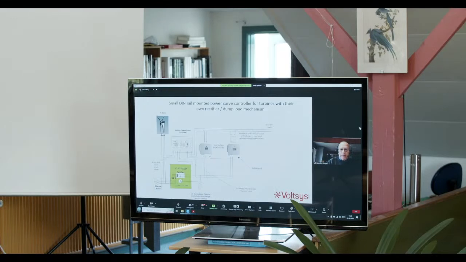So in a typical setup where a company had their own rectifier and dump load, they would use this small PLC to control the inverters and to manage the power curve.